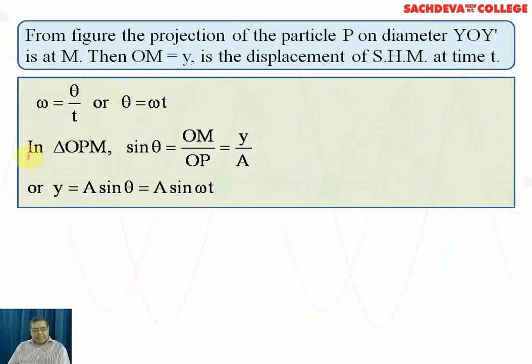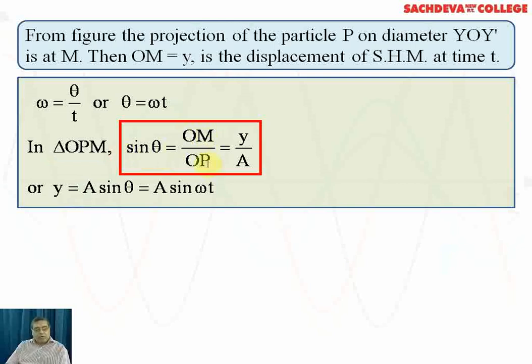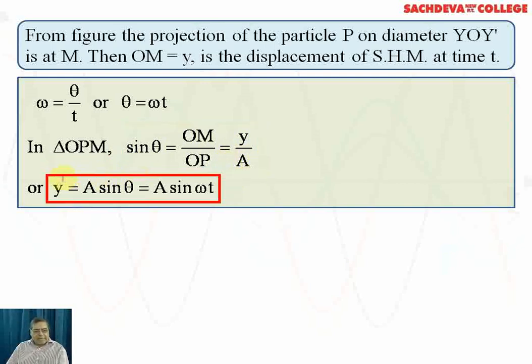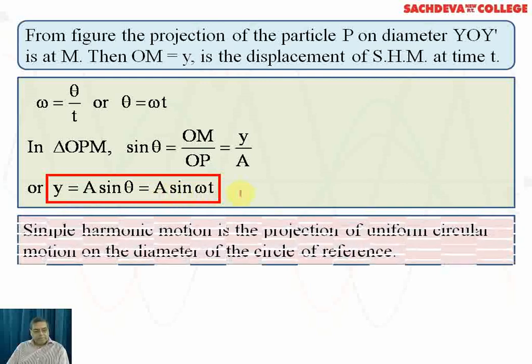If we see the figure, in triangle OPM, a right angle triangle, sine theta can be taken as OM over OP, but OM is equal to the vertical displacement y and OP is the amplitude A. So sine theta will be y over A. Cross multiplying, our result will become y equal to A sine theta, or y is equal to A sine omega t.